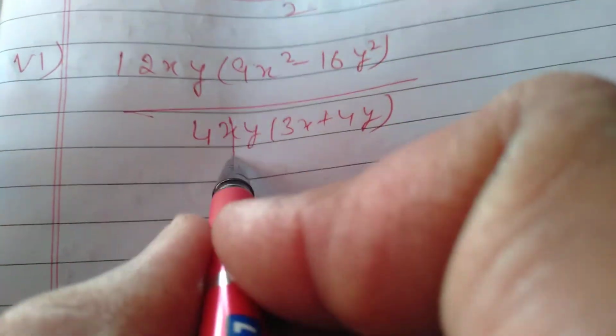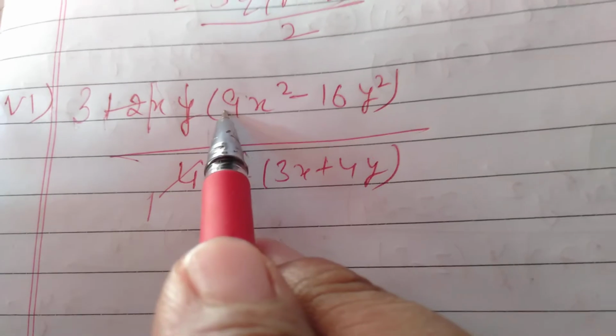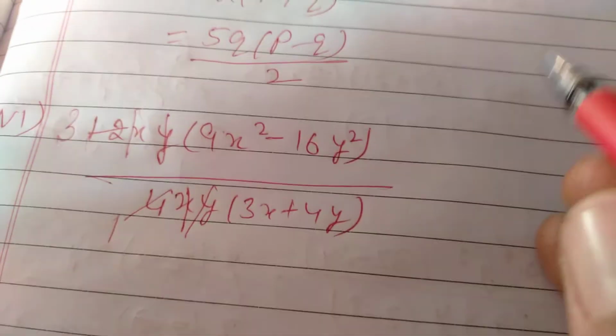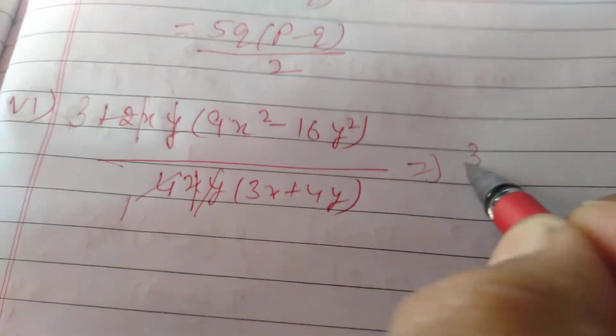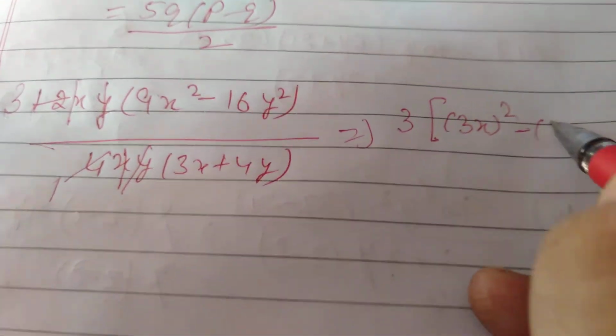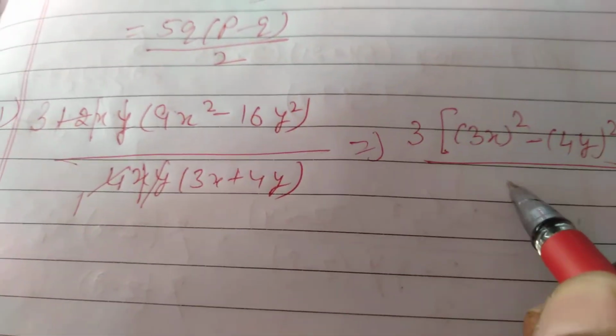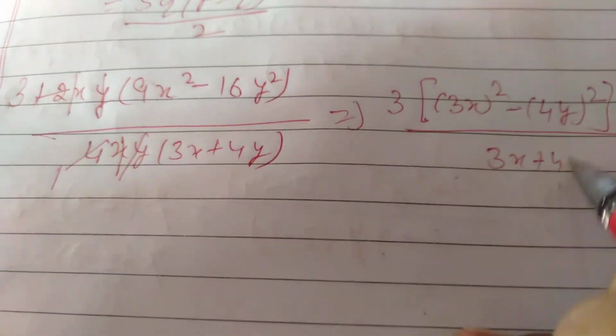You can cut x, y, number by number. 4 ones are 4, 4 threes are 12. Now you can see here 9x square. It can also be rewritten as 3x whole square. 16y square can also be rewritten as 4y whole square, and in the denominator only 3x plus 4y is there.